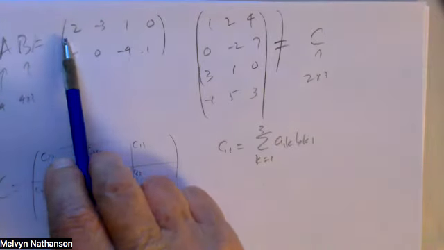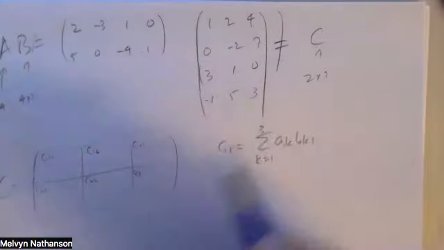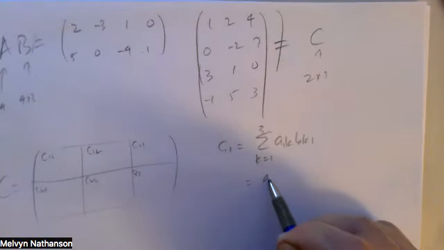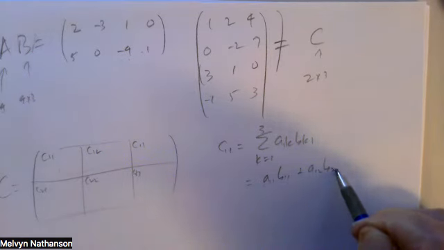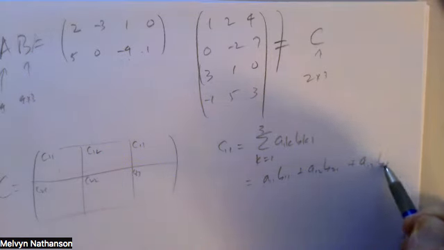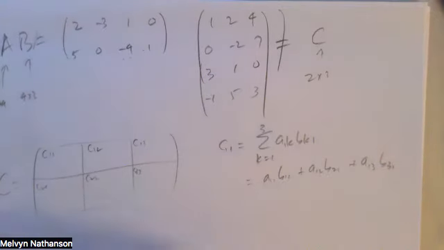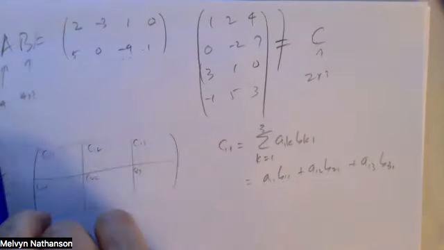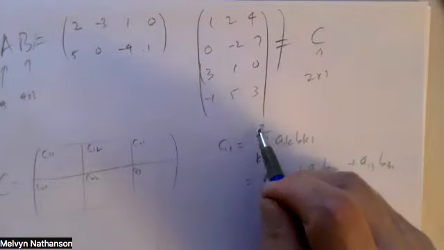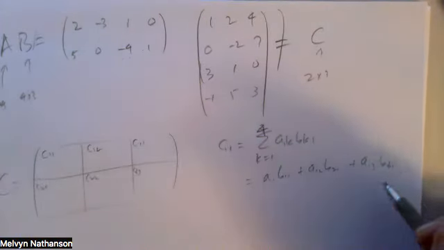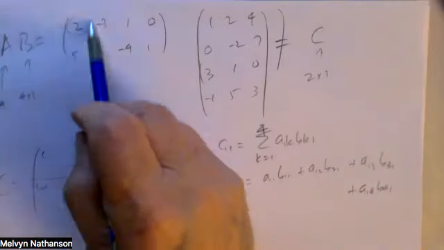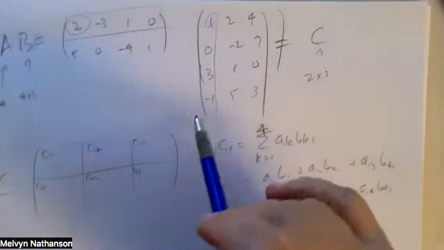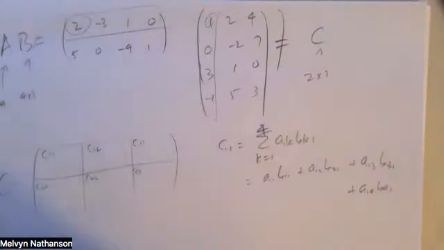A11, B11. This is A11 B11, plus A12 B21, plus A13 B31, up to A14 B41. So I take 2 times 1, multiplying the first row of A times the first column of B.